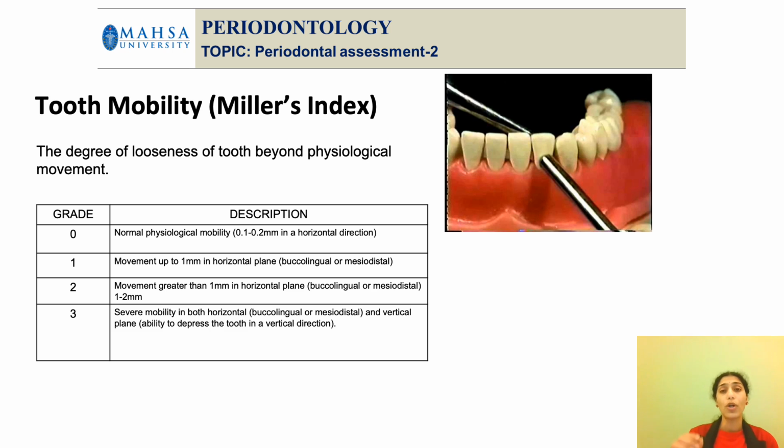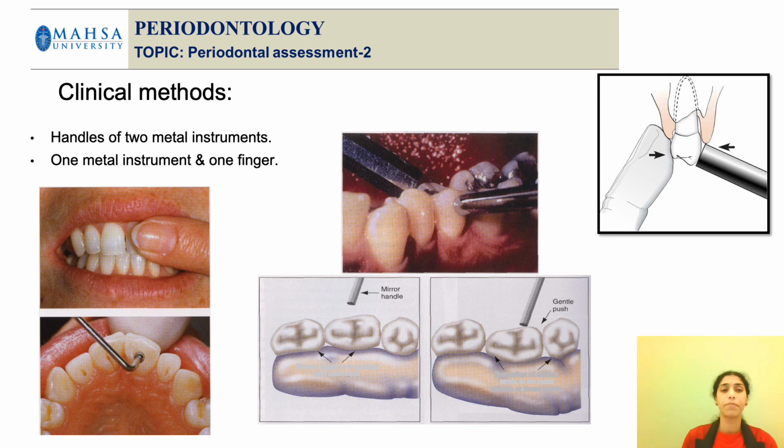But not only buccolingual and mesiodistal, there will also be a vertical depressibility into the socket. If you tap the tooth vertically into the socket, the tooth will also move up and down into the socket. So this vertical depressibility is a classic sign of grade 3 mobility.